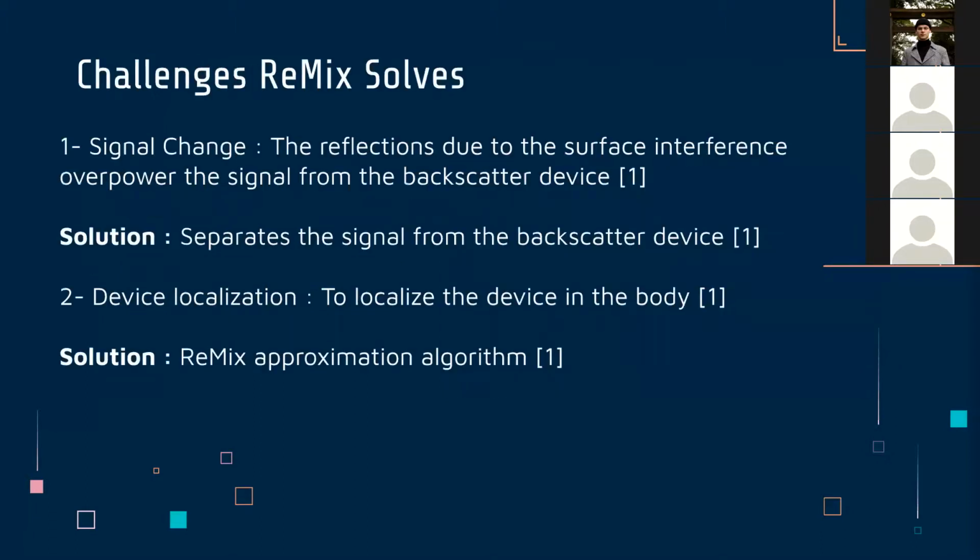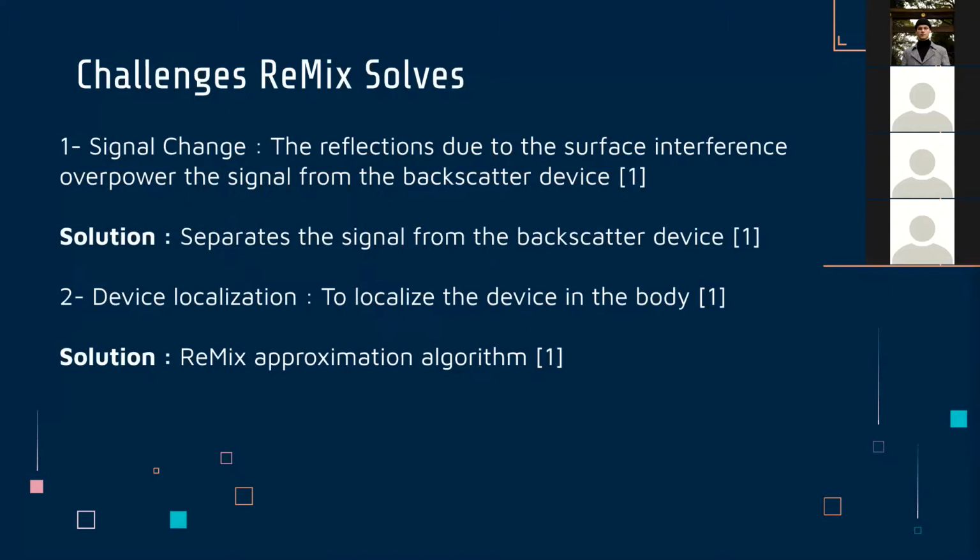The ReMix approach will solve some of the challenges Maxime had mentioned. The first challenge is that the reflections due to the surface interference overpower the signal from the backscatter device. The ReMix approach solves this problem as it separates the signals from the backscatter device. It does this by shifting the internal frequency. This allows signals to be identified and captured by the receiver without interference.